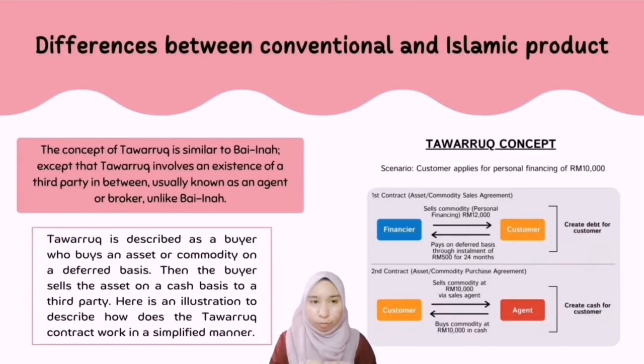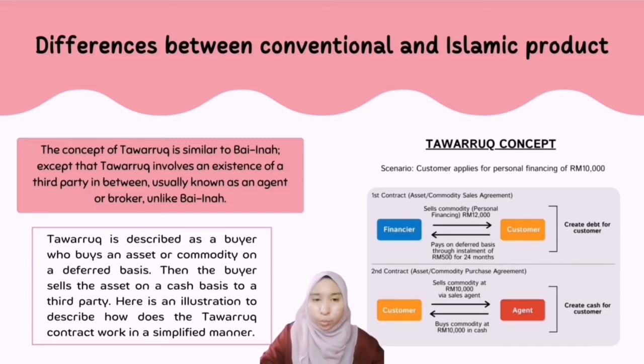Next is the second concept, which is tawarruh. Generally, the concept of tawarruh is similar to bai'inah, except that tawarruh involves the existence of a third party in between, usually known as an agent or broker. Unlike bai'inah, tawarruh is described as a buyer who buys an asset or commodity on a deferred basis, then the buyer sells the asset on a cash basis to the third party. Here is an illustration to describe how the tawarruh contract works in a simplified manner.